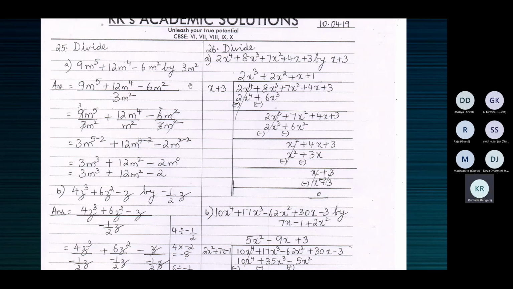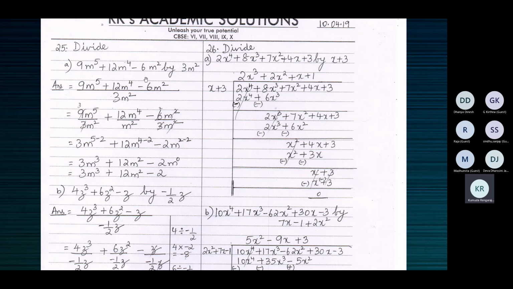Whenever the divisor is a monomial, this is the procedure to divide. This is the procedure to divide when the divisor is a single term. The dividend can have any number of terms. If the divisor has a single term, if the divisor is a monomial, then this is how we proceed with the division.